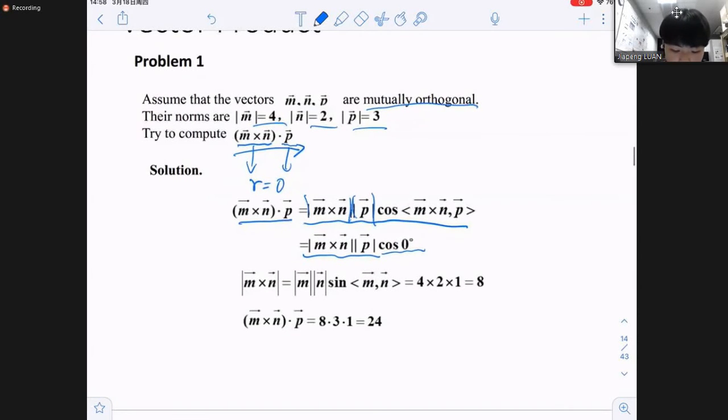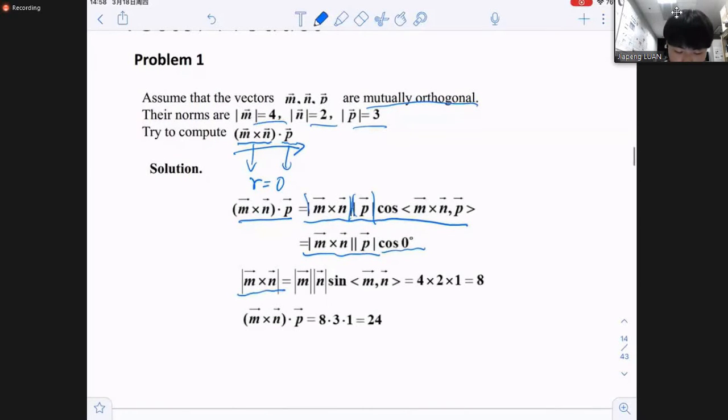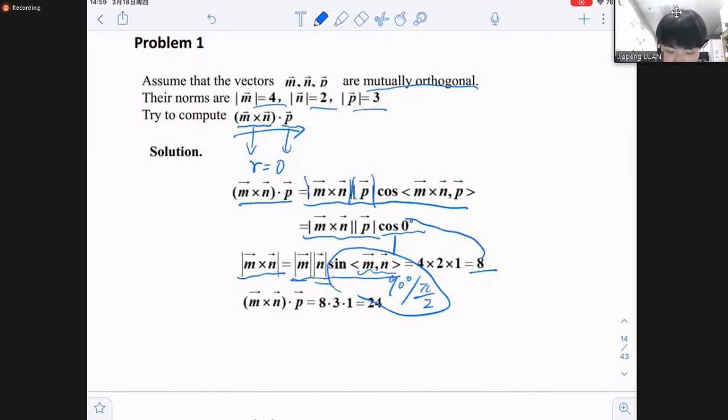And the next thing is that you need to calculate this. I think you remember that this has the form which is this. And also, this angle is 90 degrees, or pi over 2, which means that sine of this is 1. So the norm of M, the norm of N, and this, which actually gives you 8. So you put this here, you have the answer, 24. Yeah, so that is the normal way of calculating this.